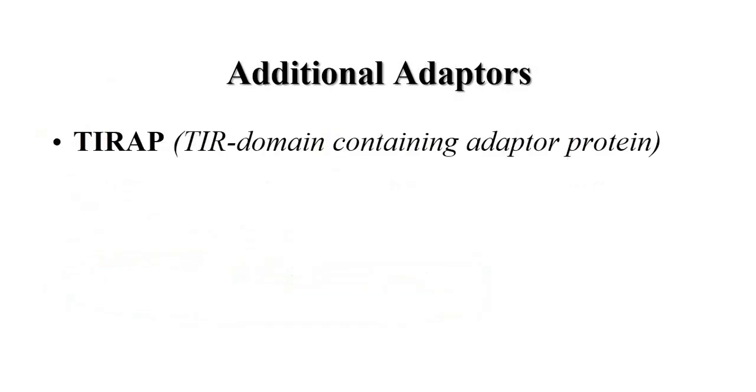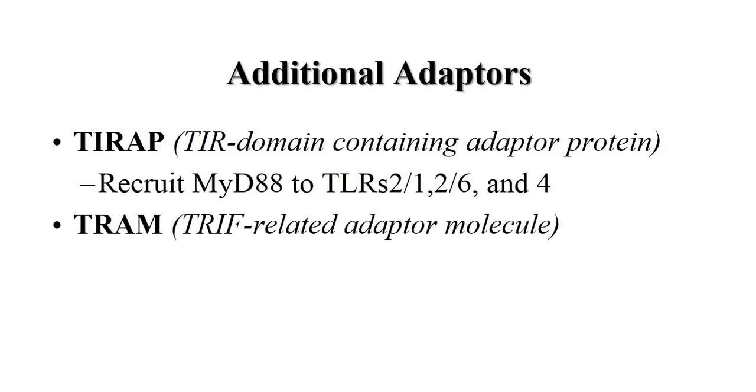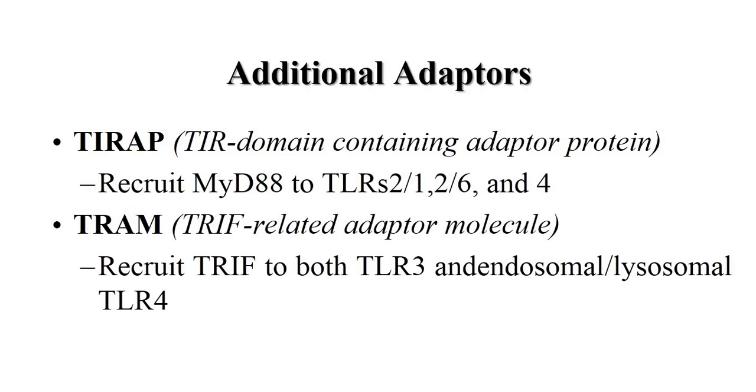There are additional adapters. One adapter is TIRAP, which stands for TIR domain containing adapter protein. It recruits MyD88 to TLR2, 6 and 4. TRAM stands for TRIF related adapter molecule. It recruits TRIF to both TLR3 and endosomal lysosomal TLR4. These are the adapters of the TLR pathway.